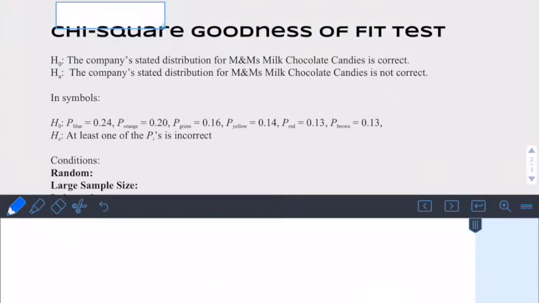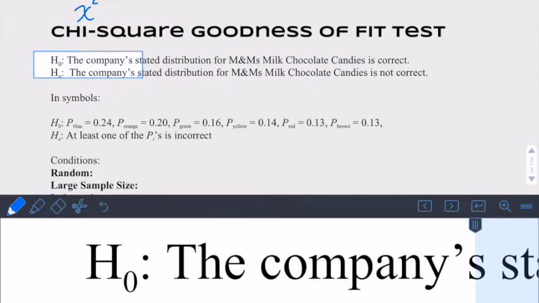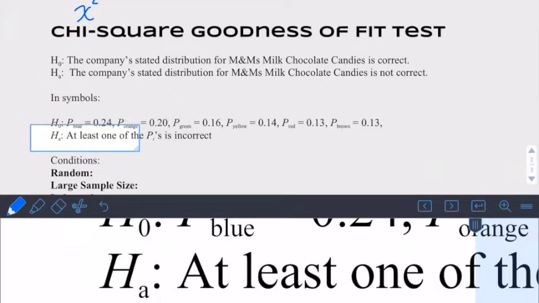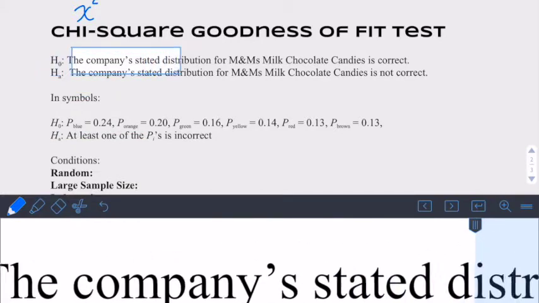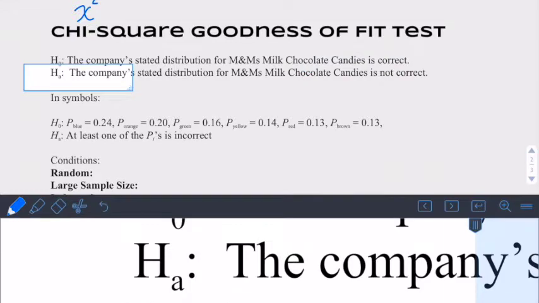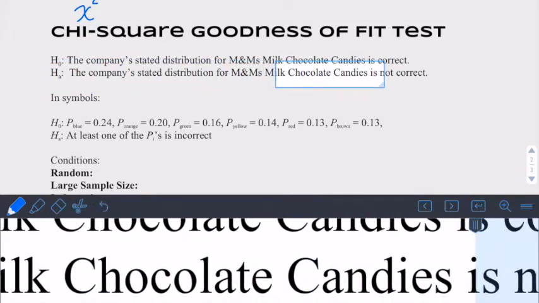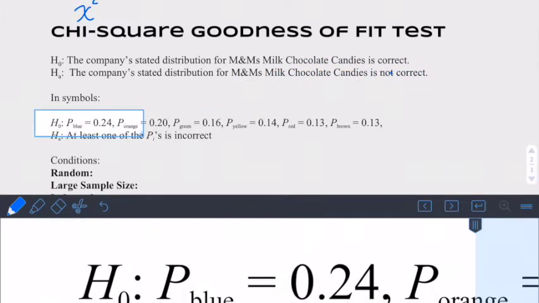Okay, this is what it looks like. Chi is a Greek symbol. It looks like X. It's kind of where X came from, and it's chi squared. So we have our two hypotheses. They're easy. Some people like to write these because they're conceptually a little easier. So the null: the company's stated distribution for M&M's milk chocolate candies is correct. Our alternative hypothesis: this company's stated distribution for M&M's milk chocolate candies is not correct.